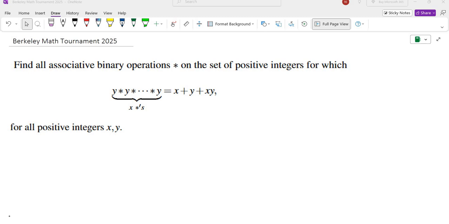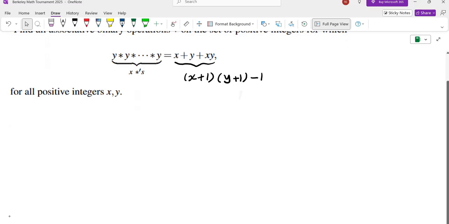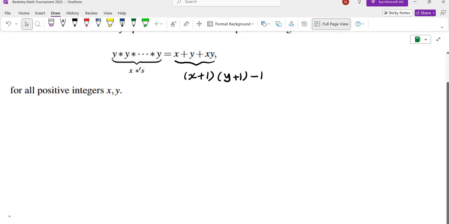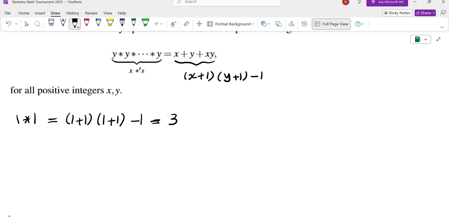The first thing that I did was I looked at the right side and I saw a factorization on the right side. So I can write this down as (x plus 1) times (y plus 1) minus 1. This is going to be a little bit easier to deal with. So now let's just start with plugging in some values and see what we get. For example, if you plug in 1 star 1, you have y is 1 and x is also 1. So this would be (1 plus 1) times (1 plus 1) minus 1, and this is 4 minus 1, so that is 3. We can plug in x star x and see what we get. So this would be (x plus 1) times (1 plus 1) minus 1. So this would be 2x plus 1.